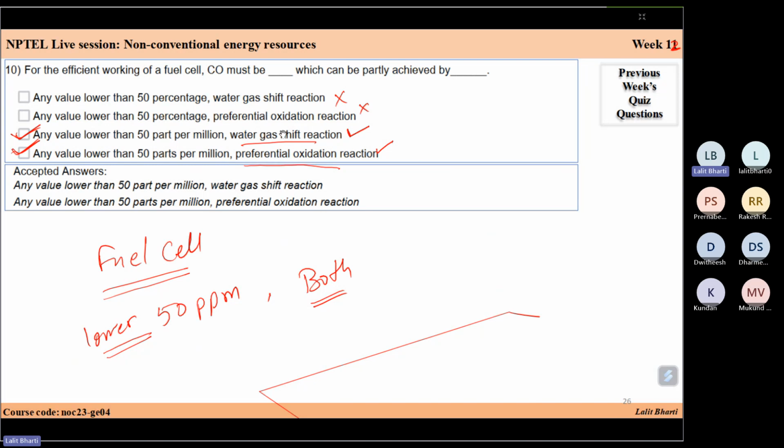So we have already seen in the last class the different steps of the fuel cell. If the preferential oxidation reaction is used, it will burn out the CO in the presence of oxygen. So CO will react with oxygen and give you CO2, and then it will be removed. Another technique was the water gas shift reaction, which we also saw in the last class. These are in the initial stages of a fuel cell, before fuel is injected into the fuel cell. So options 1 and 2 are not correct, but 3 and 4 are correct.